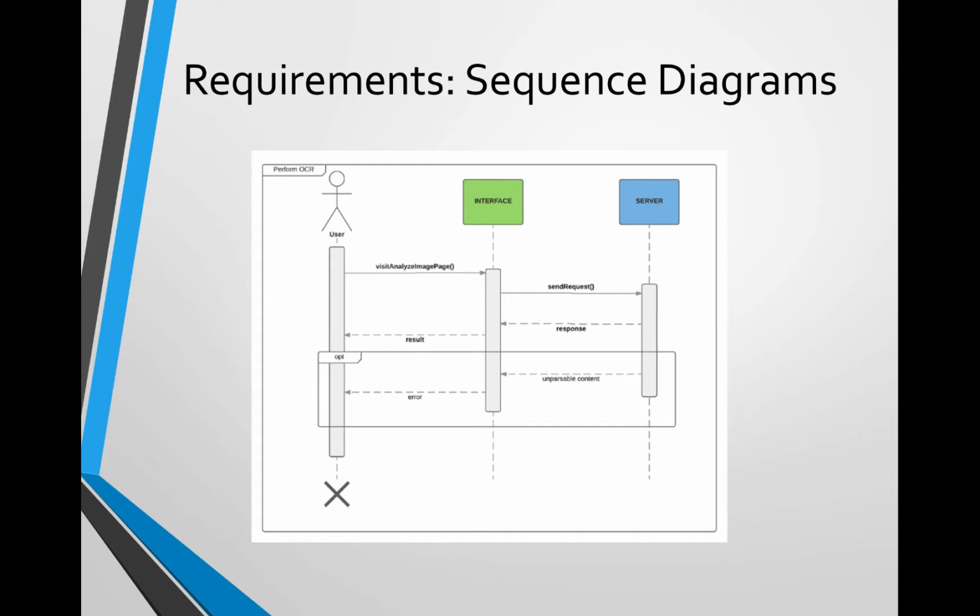Here is a sequence diagram for this use case. We have minimized the dependency between all of these systems, so the sequence diagrams are really simple, as you can see here. In this one we also have the alternative course of action, which is to send the error back to the user when they cannot parse the content.